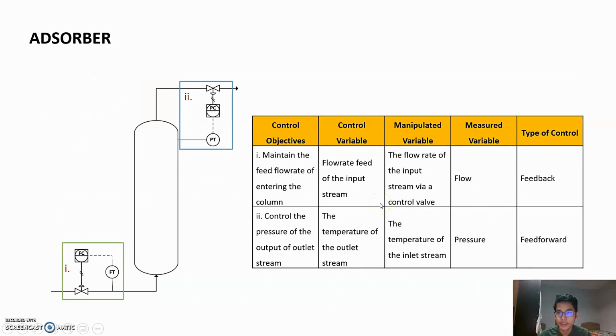And then we have the absorber. For the absorber, we have two types of control strategy. The first one is a flow controller. This flow controller is in feedback, where we control the flow rate of the inlet entering the absorber. And also we have a pressure controller in feed forward, where it controls the flow rate of the outlet from the absorber.